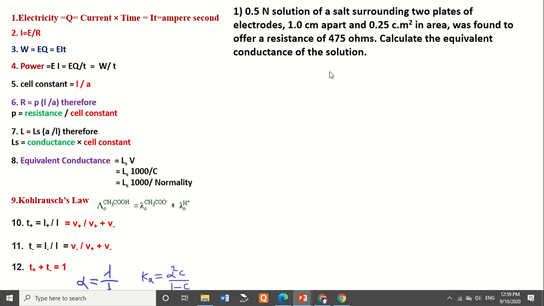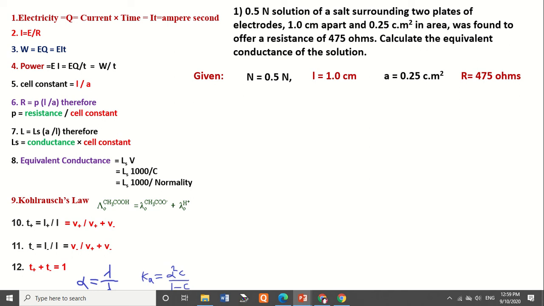First focus on which things are given. 0.5 normal solution, therefore normality N equals 0.5 normal. Then 1.0 centimeter apart, that is length L equals 1.0, and the cross-sectional area of the electrode is 0.25 centimeter square, denoted by A. The resistance R is 475 ohms. Then we are asked for the equivalent conductance of the solution.